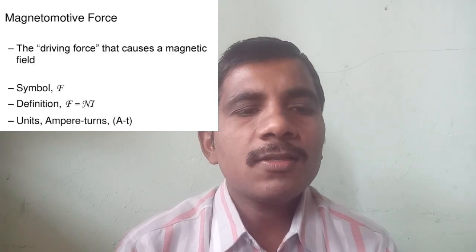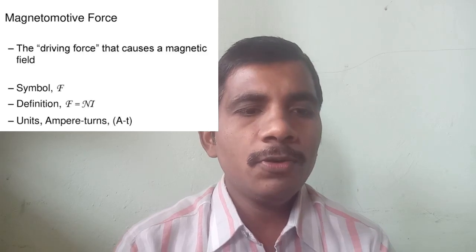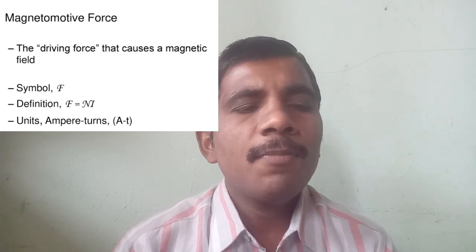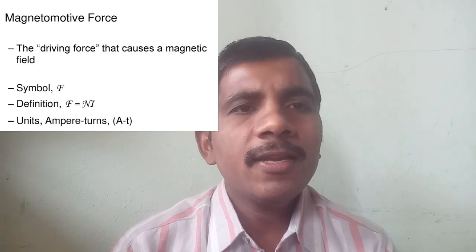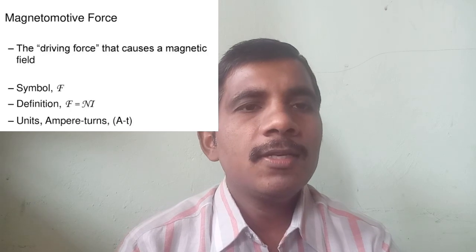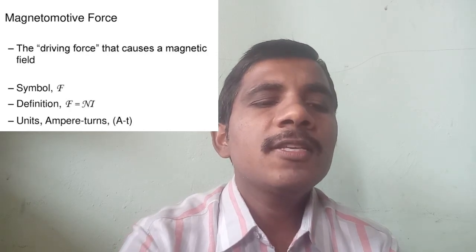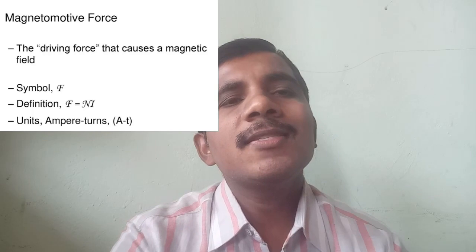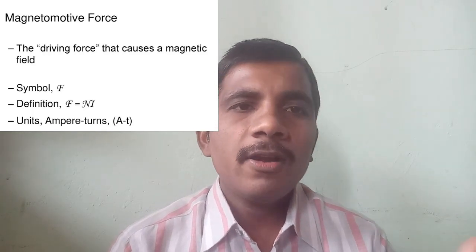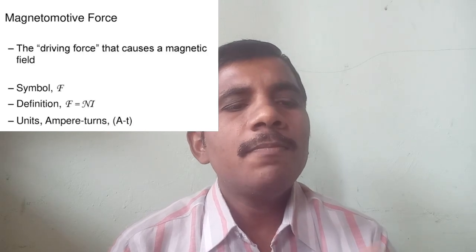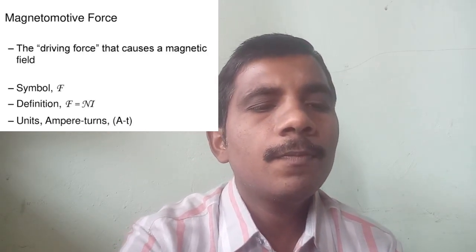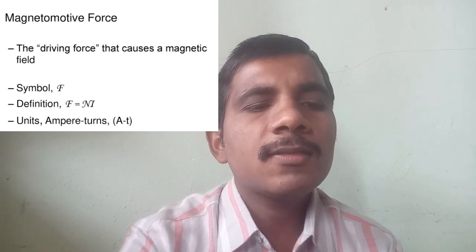Magnetomotive force: what is meant by magnetomotive force? You know EMF, electromotive force. Magnetomotive force is the force or pressure which tends to produce the magnetic flux. Due to this magnetomotive force only, magnetic flux is produced. MMF equals Ni, where N is the number of turns and I is the current. MMF is the product of number of turns and current. If you increase the number of turns, the magnetomotive force increases. The unit of MMF is ampere turns.